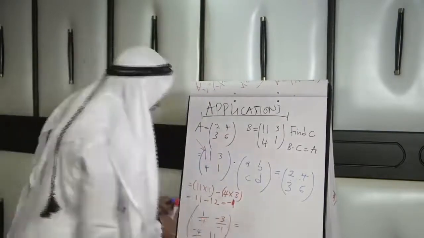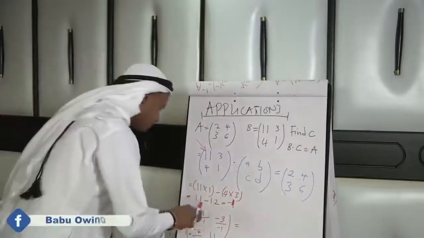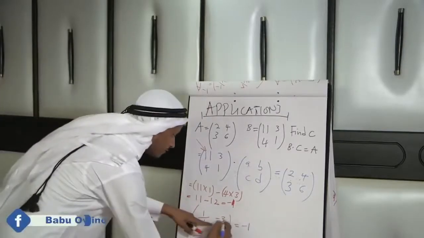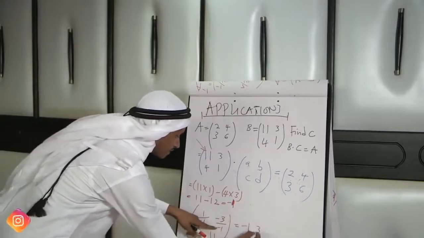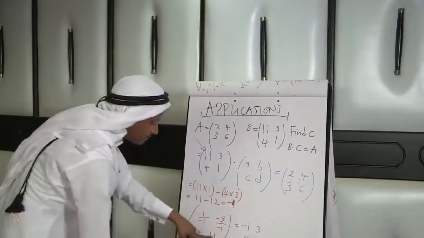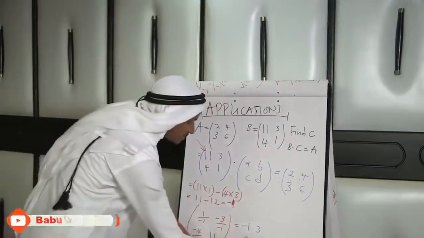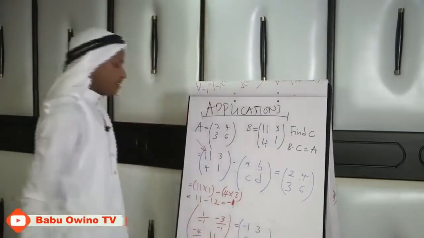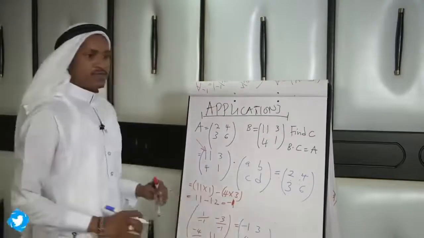So this is the inverse of A. What do we get? This comes to minus 1. Minus 3 divided by minus 1 is 3. Minus 4 divided by minus 1 is 4. Then minus 11 divided by minus 1 is minus 11. This is the inverse of A.